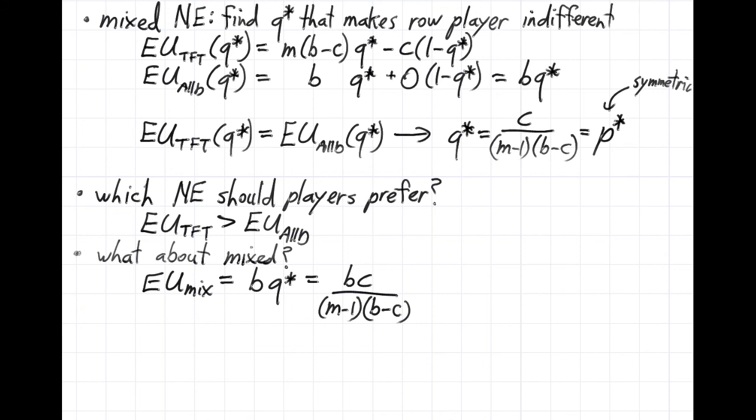Maybe we don't know exactly what the expected utility of the mixed Nash equilibrium is, but just this form right here already tells us a lot, because Q star is bigger than 0, because we know we're playing Stag Hunt, so there's an interior equilibrium, and B is bigger than 0. So that means that the expected utility of the mixed Nash equilibrium is bigger than 0, which is the expected utility of the all D Nash equilibrium. So all D is never preferred. The two other Nash equilibria are better.